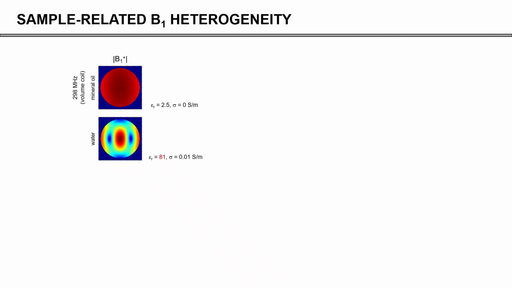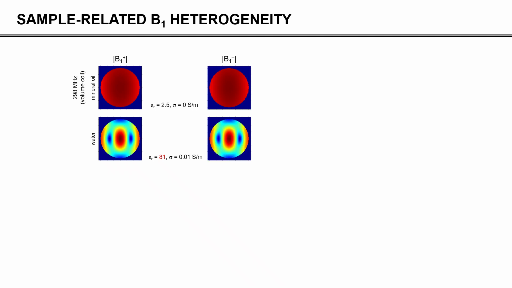So here is a sample, water, with a high permittivity. And what is happening here is you're basically going to get standing waves in your sample, which is going to, if it's constructive, give you more B1. If it's destructive, you're going to get less B1. And so B1 homogeneity is not easy to achieve. Even though the RF coil is perfectly homogeneous, the sample itself may introduce heterogeneity.